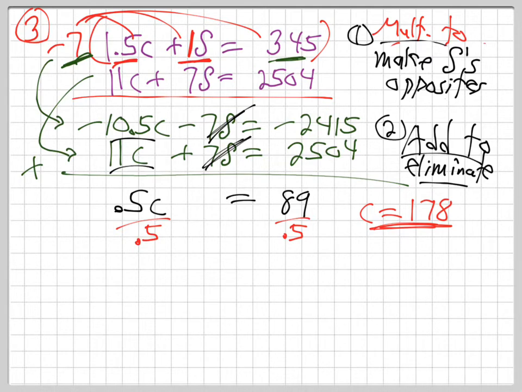Now we have to find the other two, the adults and the students. Let's go back, see what we can see. We want to plug in somewhere where we just have 2 letters.